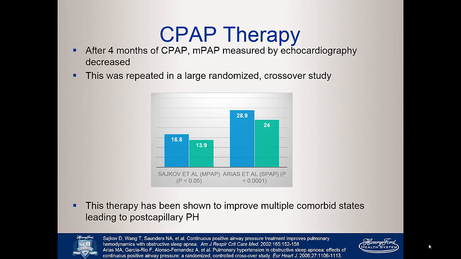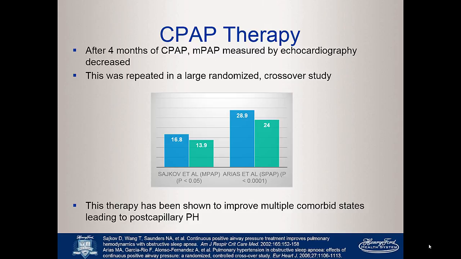And when you look at the mean PA pressure measured in the first study, this is the original study, this one was actually by right heart cath data. This is all comers, again, with an AHI greater than 20. Your average or mean PA pressure dropped from 16 down to 13.